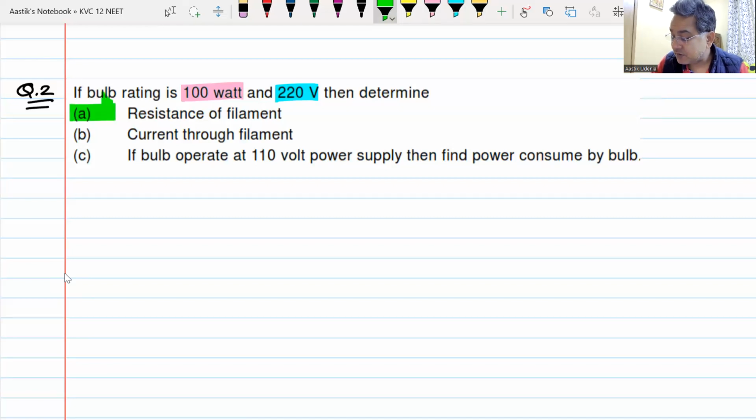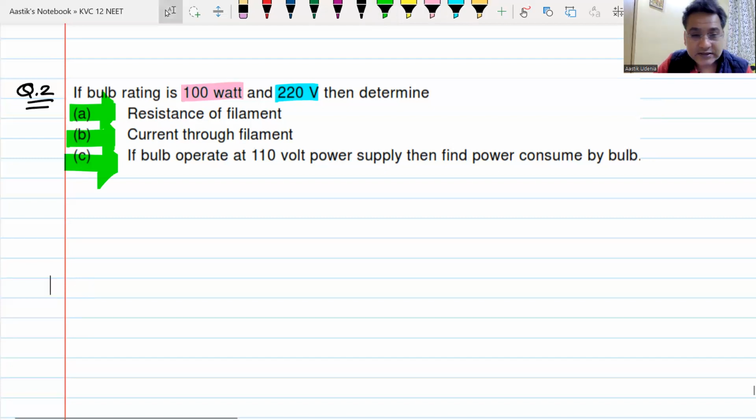Number 1, the resistance of the filament. Every bulb has a filament. Number 2, current through the filament. Number 3, if a bulb is made to operate at 110 volt, what is the power consumed by the bulb? You will have 2 minutes to give me the answer for this one. Remember, the only formula we know is power is I square R or V square by R. Everything comes from that.